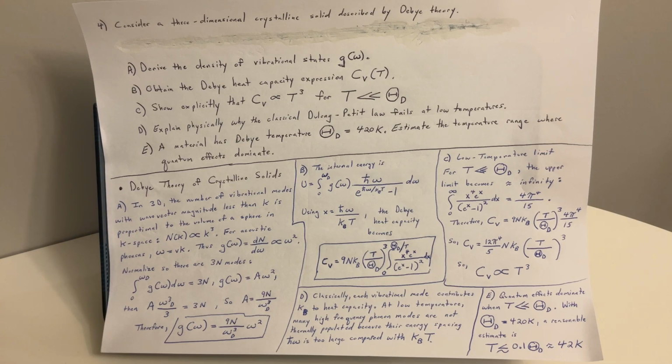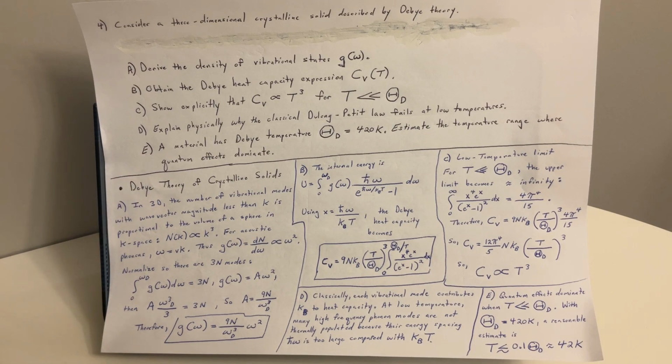Letter D, what we could say is classically each vibrational mode contributes k sub B to heat capacity. At low temperature, many high frequency phonon modes are not thermally populated because their energy spacing ħω is too large compared with k sub B T.